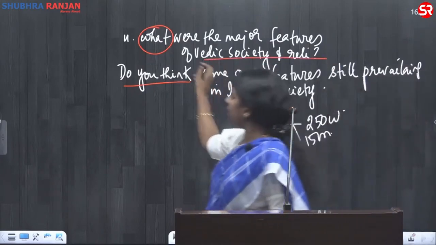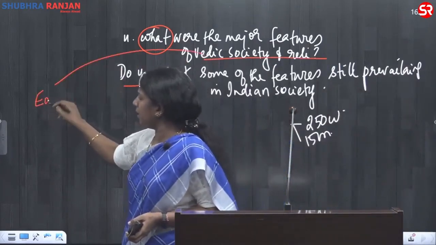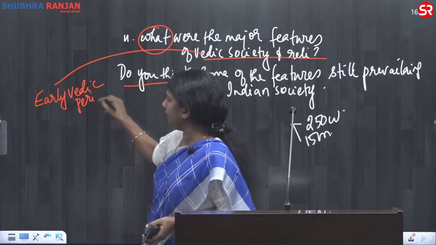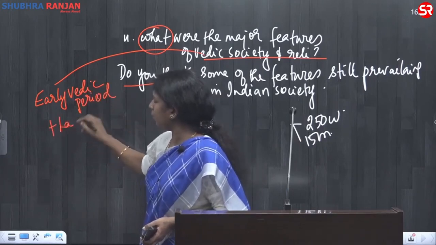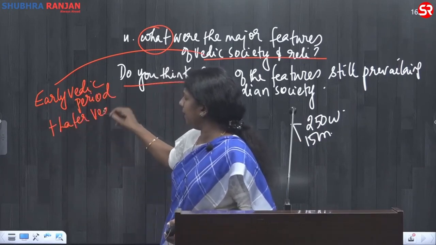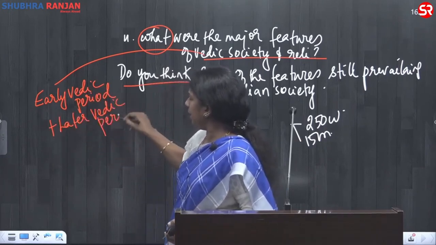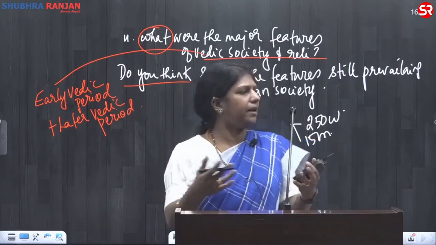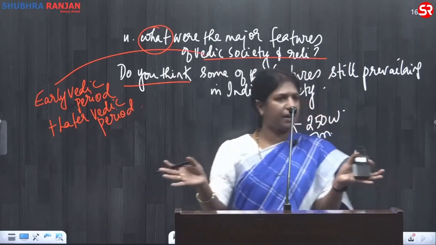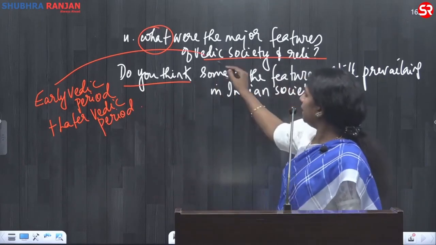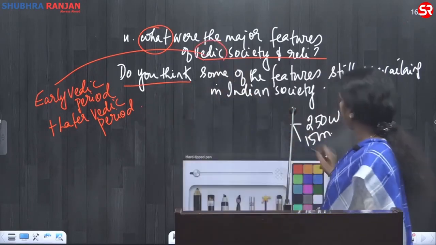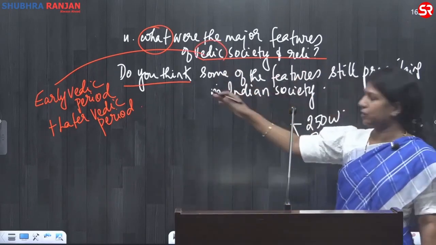When they talk about the Vedic society, it's both the early Vedic period and the later Vedic period. So there are 2 periods. You have to add both of them together. Please club it together. If they ask you Rig Vedic period or later Vedic period, then you segregate. The question is Vedic period, which means early Vedic and later Vedic. So we are going to write about the Vedic society and religion.